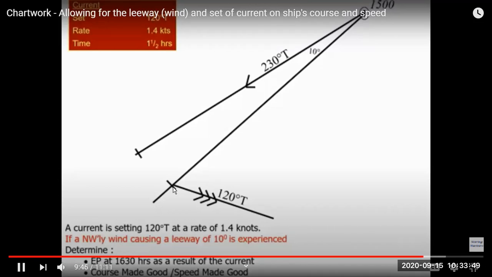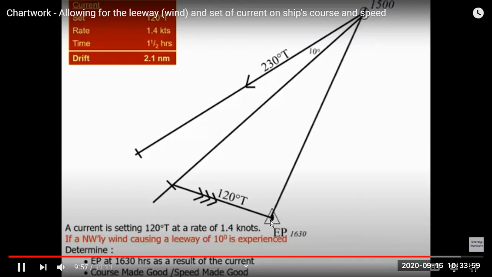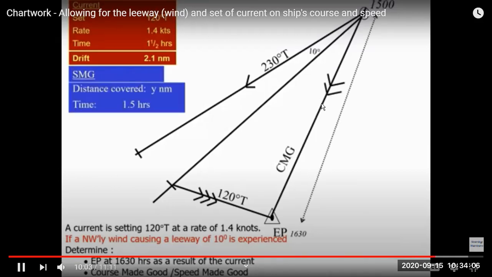So we get the first estimated position, and from that 120 is the current. The rate is 1.4 for 1.5 hours, 2.1 miles. So we cut 2.1 miles and we get estimated position 2. It is the final position at 1630, which is asked. And the next thing asked is our course made good, so we will measure this. Then it asks for our distance and the speed made good. So measure this distance and divide by 1.5 to get the speed made good.